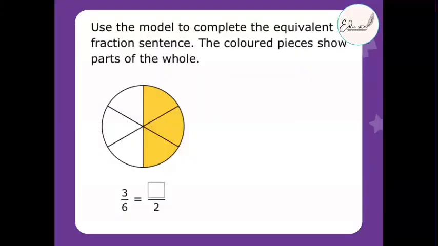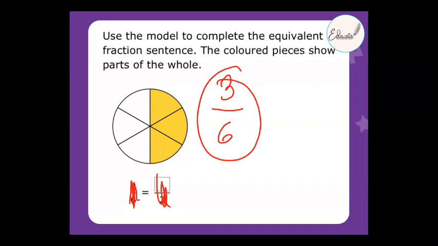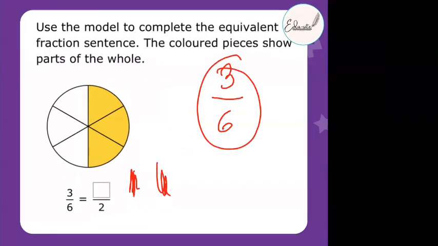Okay, the next one, this one, Masha. 4 out of 4. No. 4 out of 8. You're wrong. Please calculate. 1, 2, 3, 4, 5, 6. 3 out of 6. Excellent. This is 3 out of 6. Very good, mashallah. Barakallahu fiki.